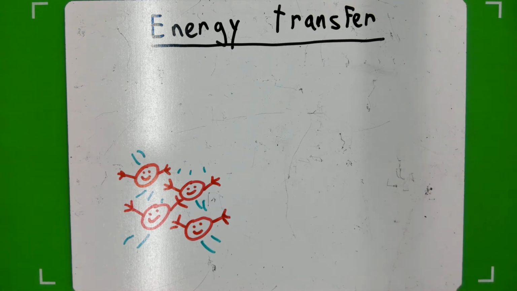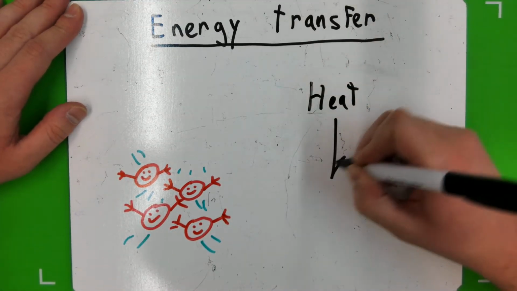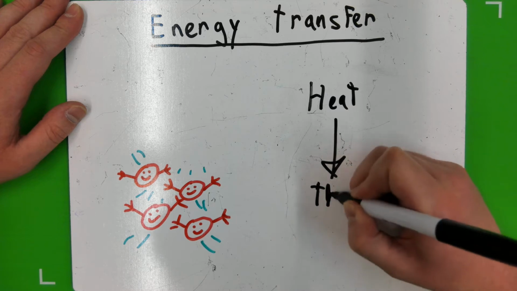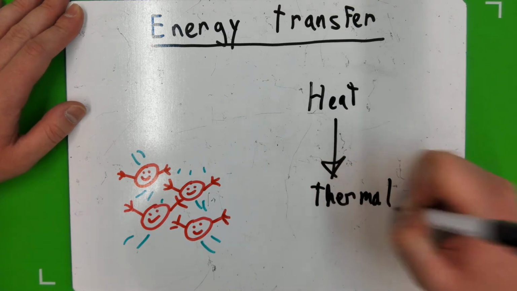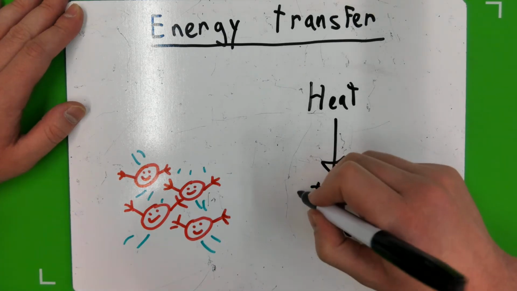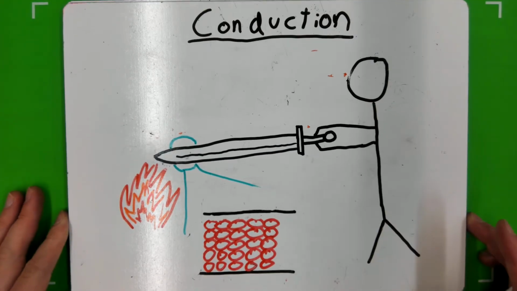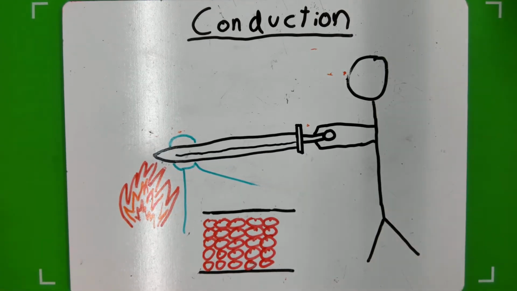Let's discuss how energy is transferred, more precisely thermal energy. As you might remember, heat is made out of thermal energy, and as the thermal energy increases, molecules tend to move around more, so the particles here move around as the thermal energy increases. The first way that thermal energy can be transferred is through conduction.